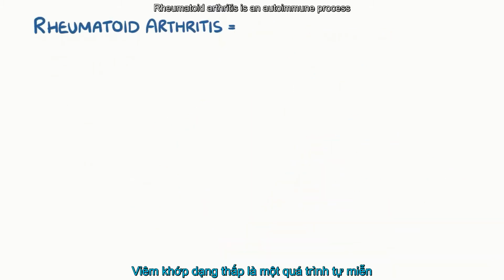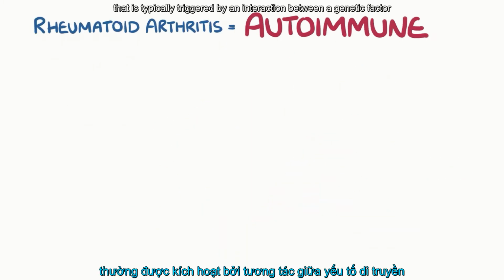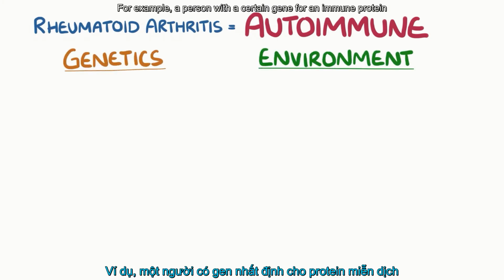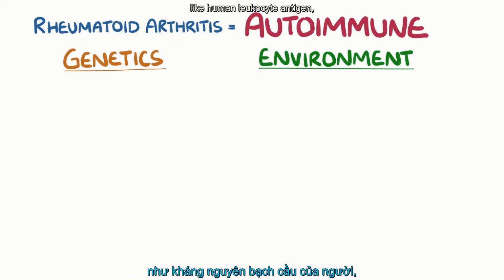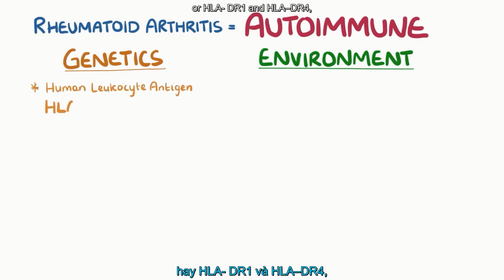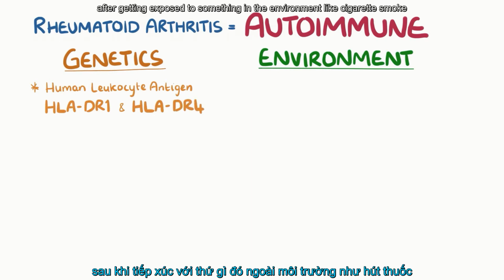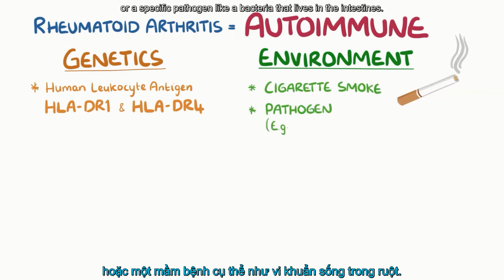Rheumatoid arthritis is an autoimmune process that's typically triggered by an interaction between a genetic factor and the environment. For example, a person with a certain gene for an immune protein like human leukocyte antigen, or HLA-DR1 and HLA-DR4, might develop rheumatoid arthritis after getting exposed to something in the environment, like cigarette smoke, or a specific pathogen, like a bacteria that lives in the intestines.